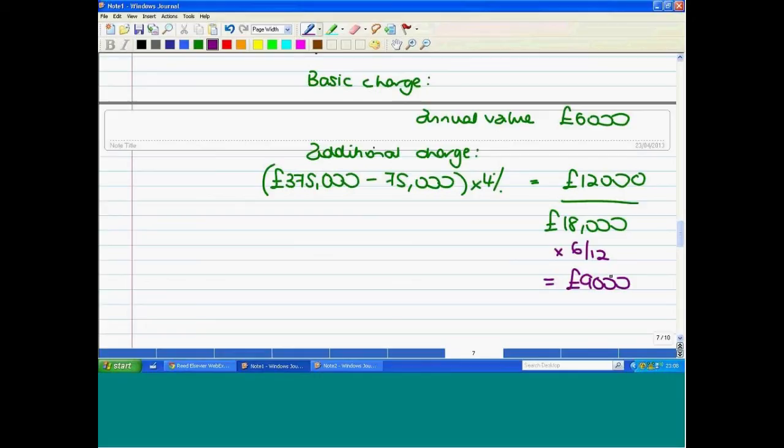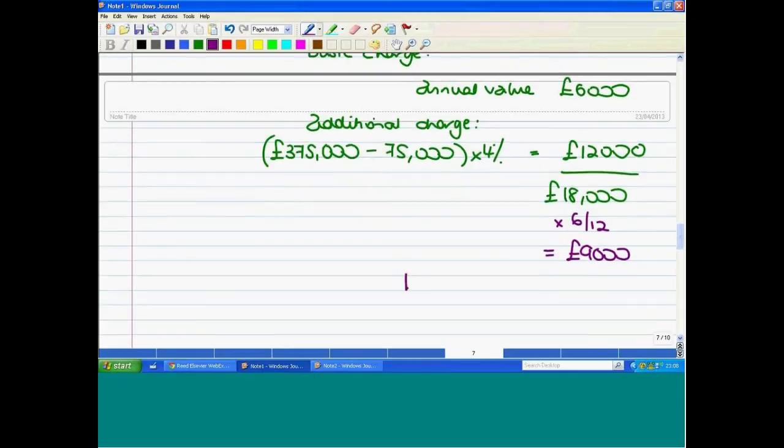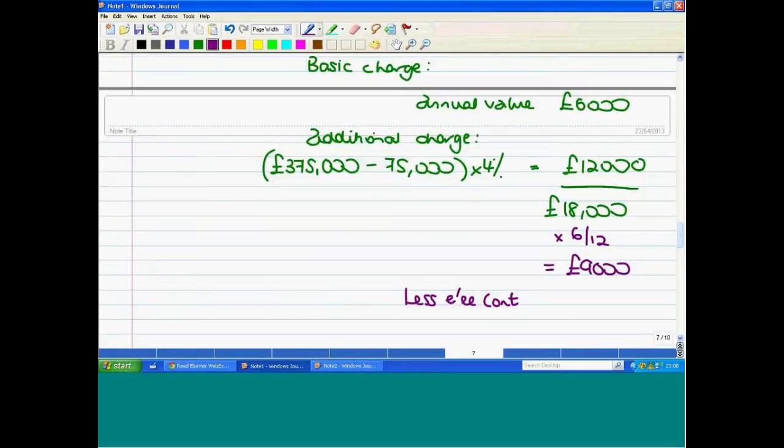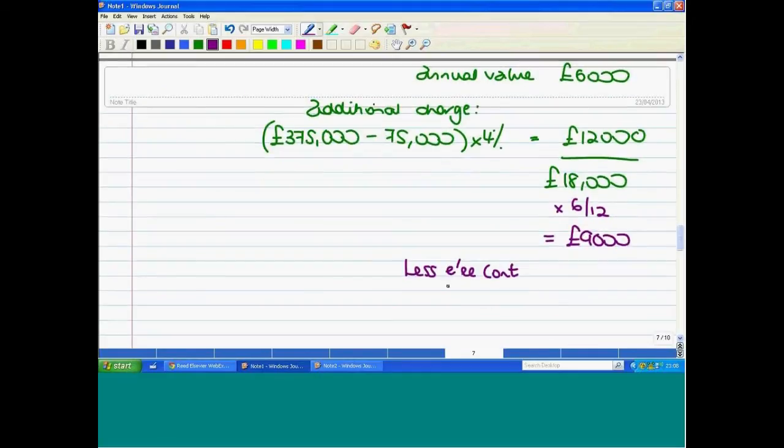And we're not finished yet because we've done our time apportioning. The final thing we need to consider is, of course, the employee contributions. So we were told that she's paying £100 per month. Well, again, only 6 months' worth. So let's strip out the £600, which gives us a taxable benefit of £8,400.